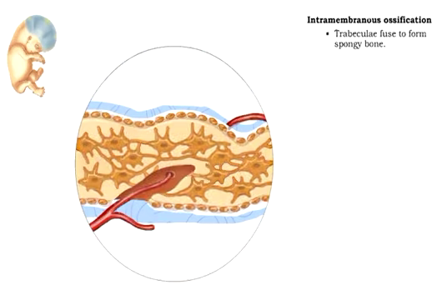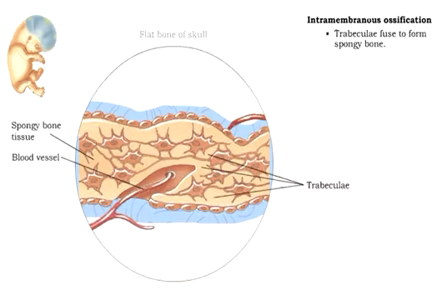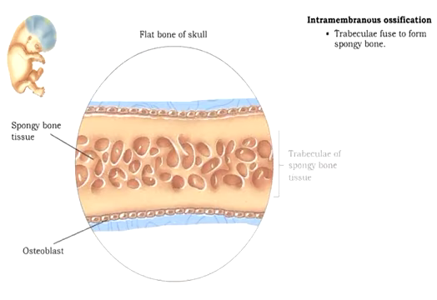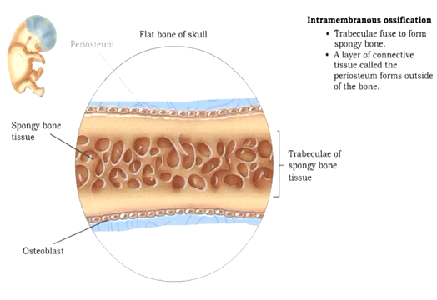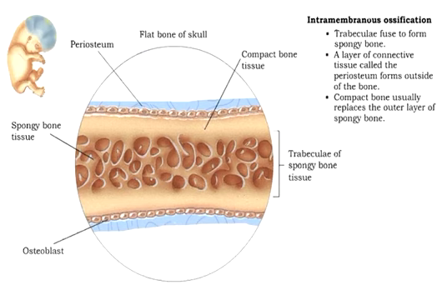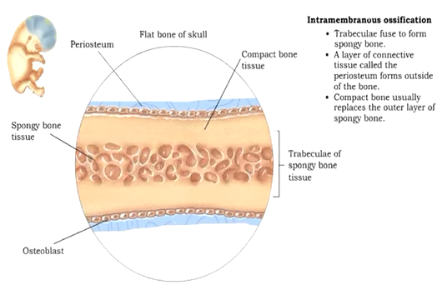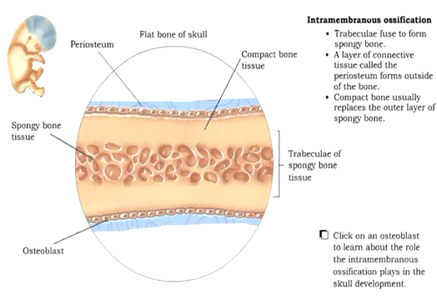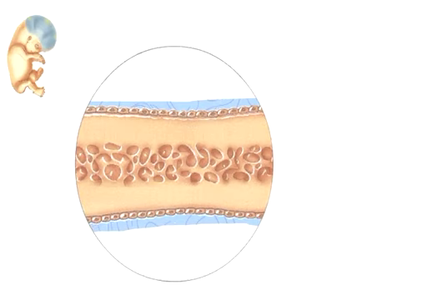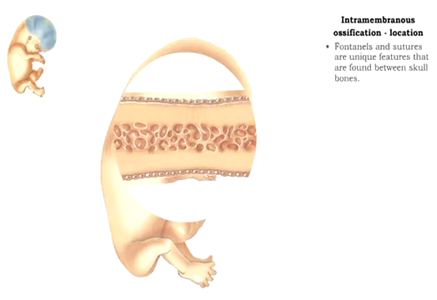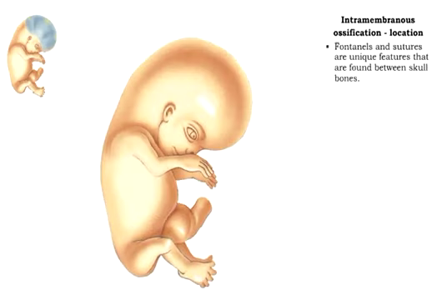Blood and lymphatic vessels grow into the surfaces of the newly formed bone and develop red bone marrow. Outside of the bone, a dense layer of connective tissue called the periosteum forms. Most outer layers of spongy bone are eventually replaced by compact bone, but the center remains spongy. Intramembranous ossification also occurs with skull bones in childhood.